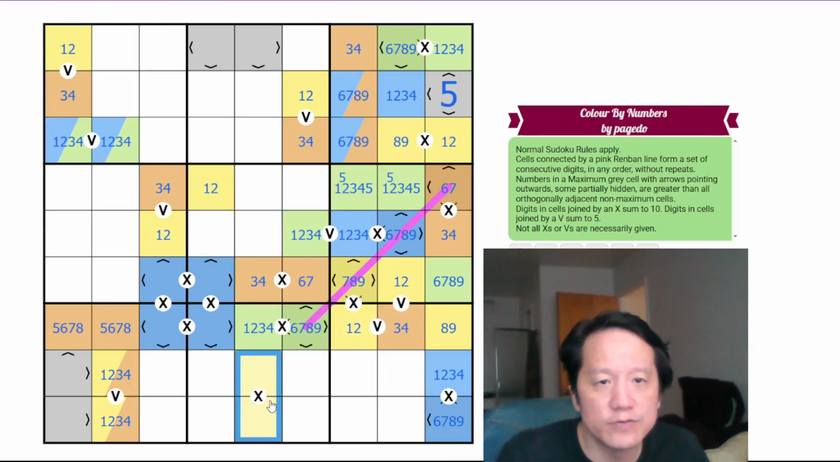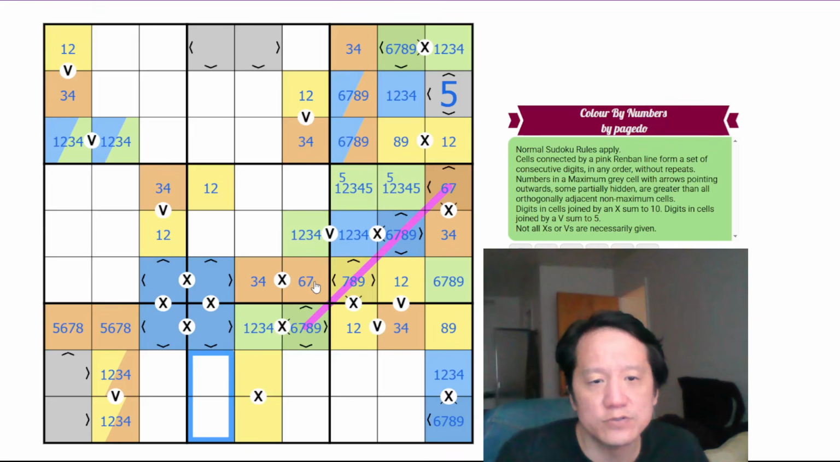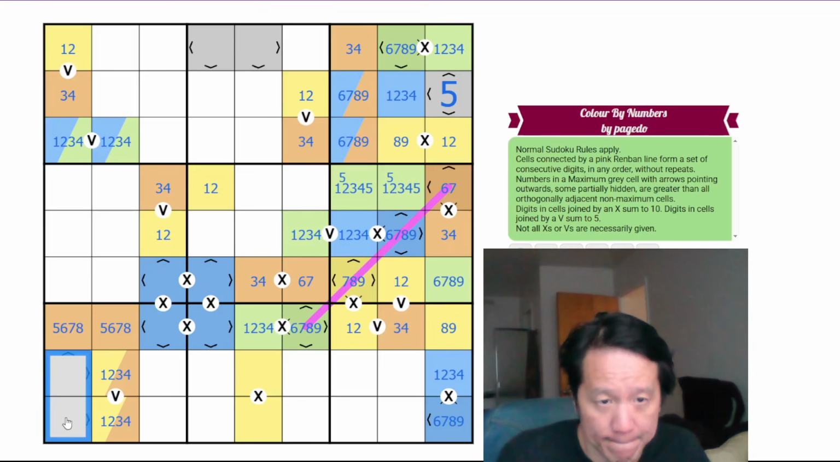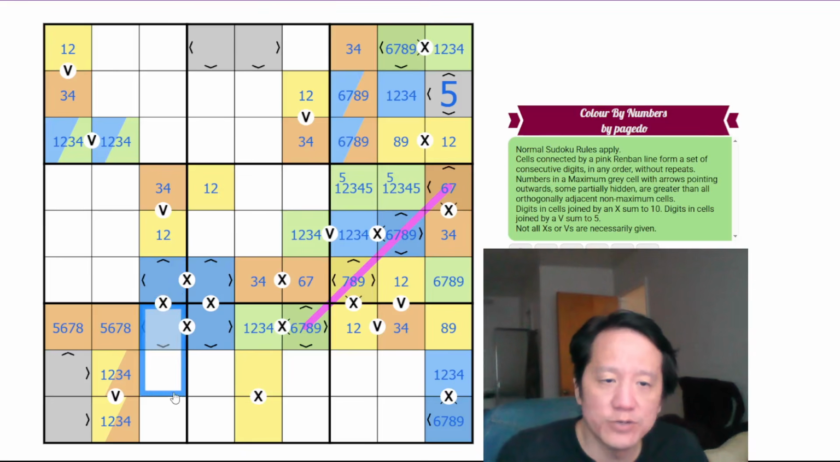Low yellow is one of those two. We have low orange. Cannot be here. So low orange is one of those two. The other blue cannot be here. So that means one of the blues has to be here. Right? This blue can't be there. So it has to be one of these two.